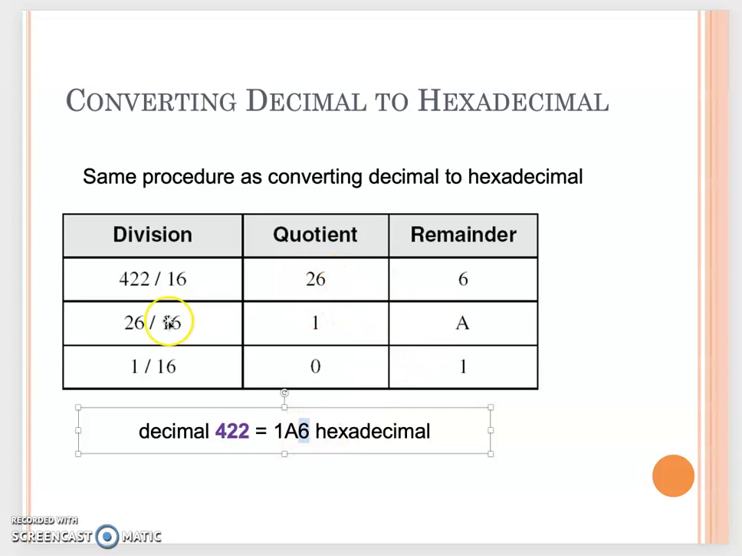So then again, quotient divided by 16. Remainder is 10. Yeah, here we say A, but that's 10, right? But 10, we cannot put the 10 in the hex number, so we put the A. So then continue, 1 divided by 16, remainder is 1. So your remainders start from 6, A, 1, but we fill up starting from the right. So that's 1A6 for the decimal number. Pause the video anytime to make sure you understand.